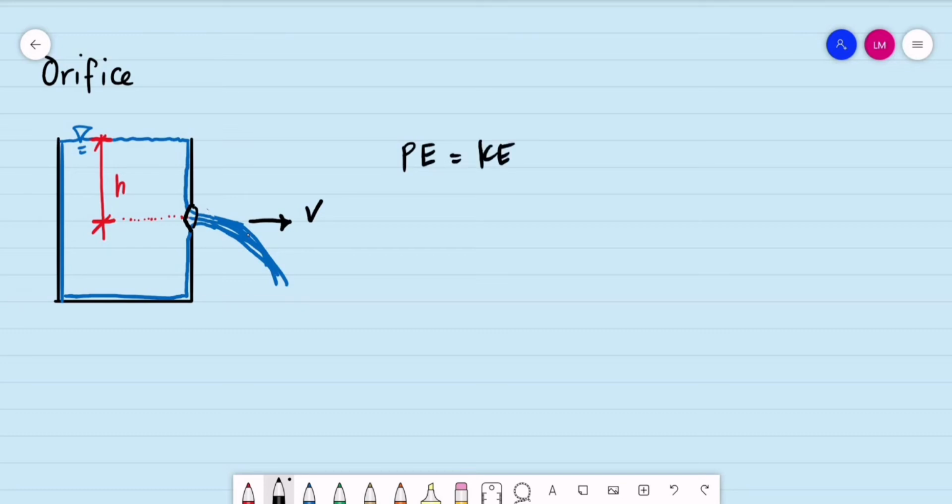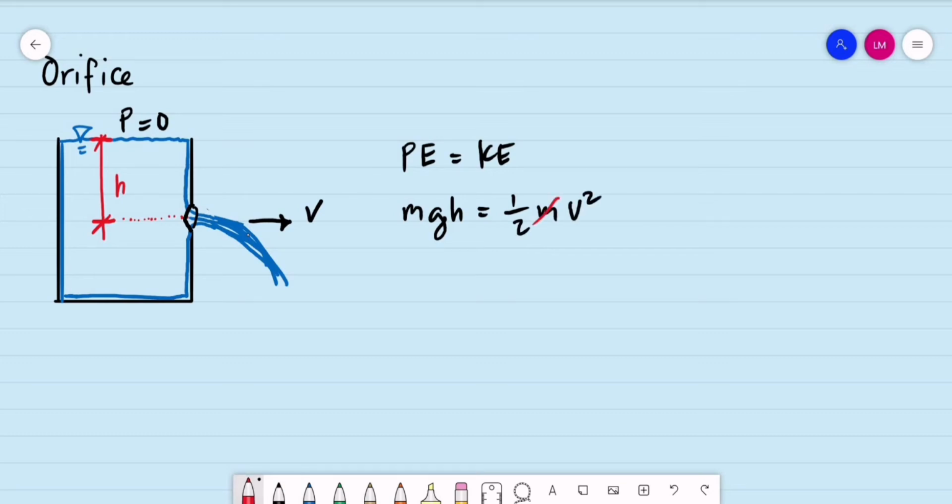So ano ba yung potential energy? This is the mass times acceleration due to gravity times the head. Yun yung height ng liquid above the orifice, considering that the liquid surface is zero pressure. Is equal to the kinetic energy. Ito yung 1/2 mass times the velocity squared.